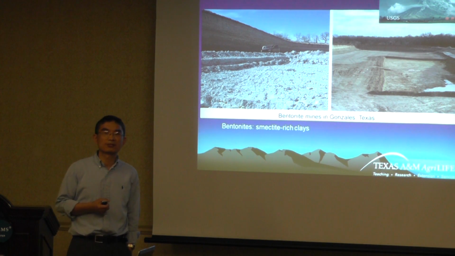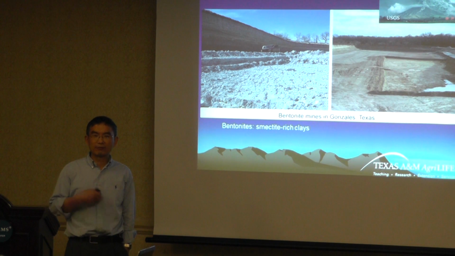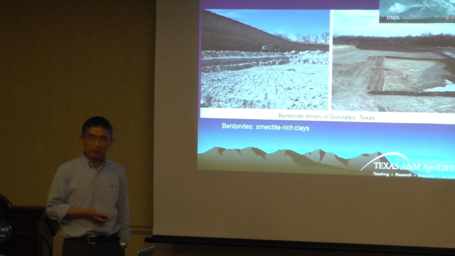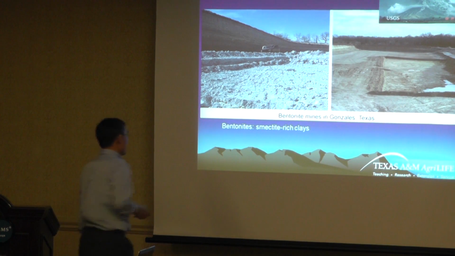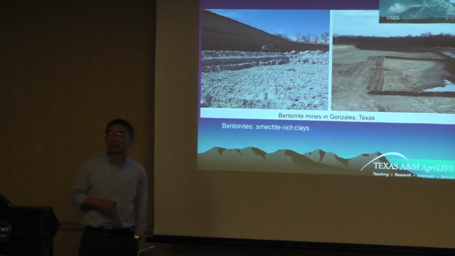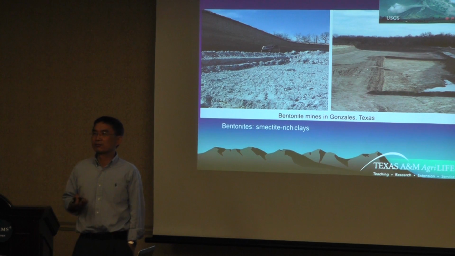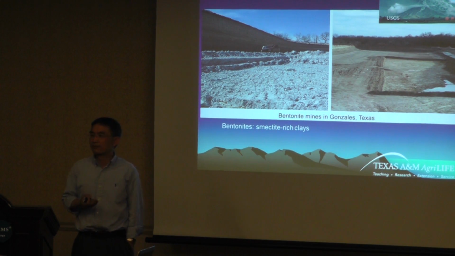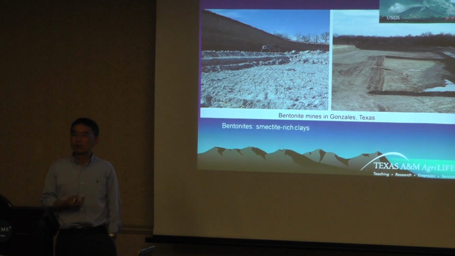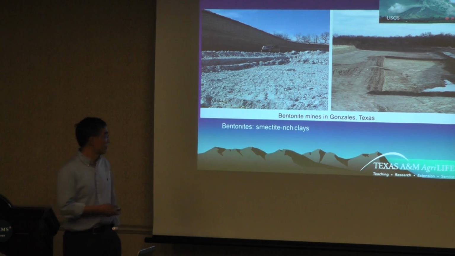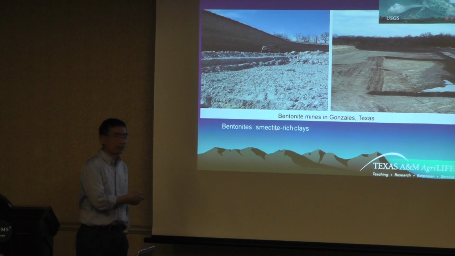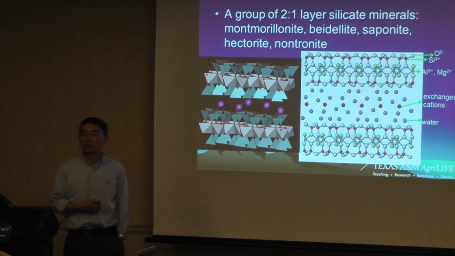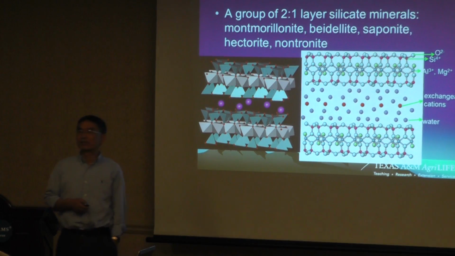It's formed basically from volcanic ash. After millions of years of reactions underground, they form the bentonite. Bentonite is a rock term, just like granite. Granite has several minerals in it. Bentonite is also a rock term for clay-sized rocks, and it also has several minerals in it. The dominant mineral is called smectite-rich clays. Smectite clays are what we call 2 to 1 layer silicate minerals.